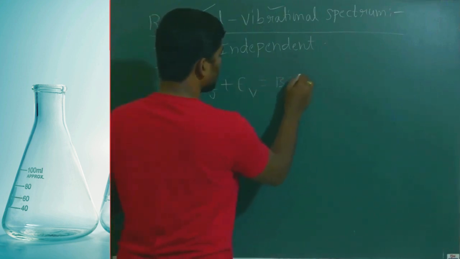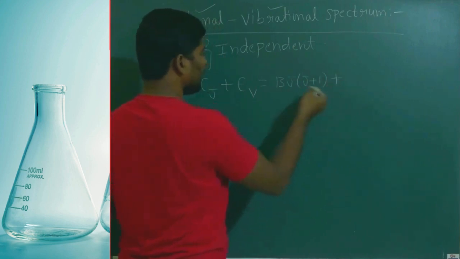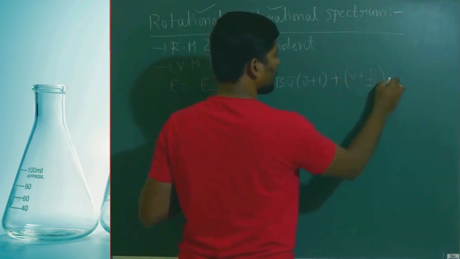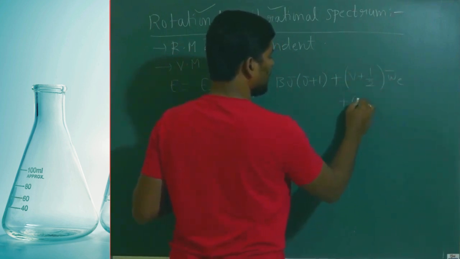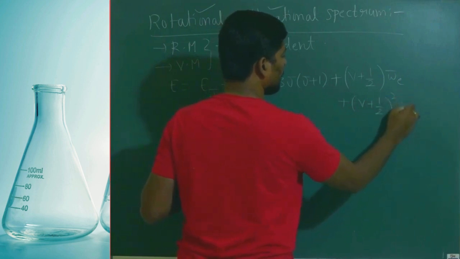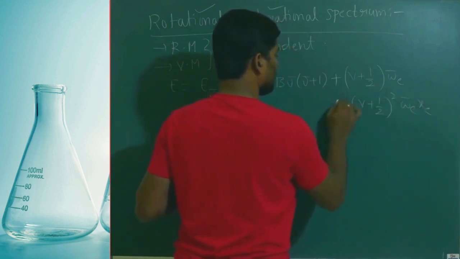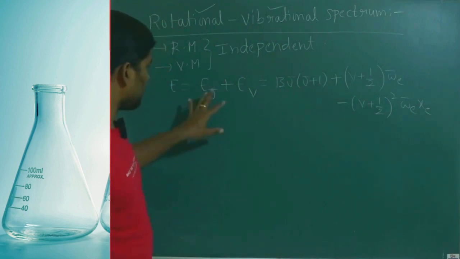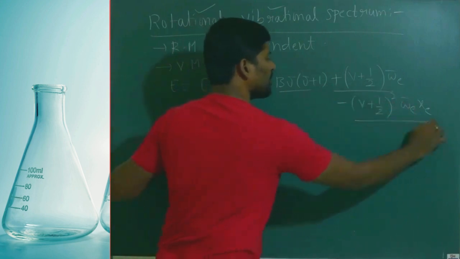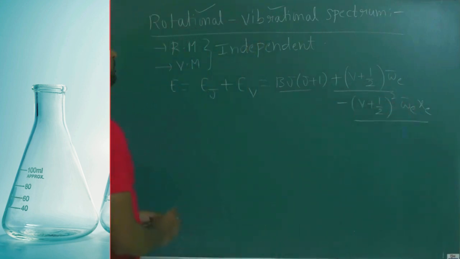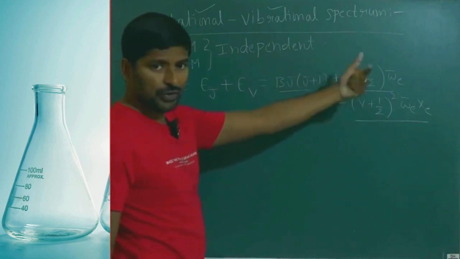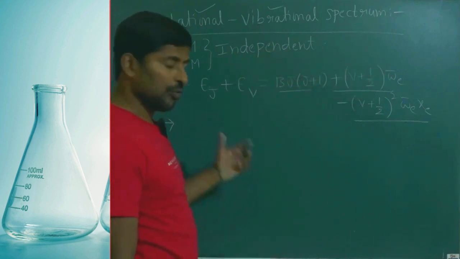For rotational energy, we have BJ into J plus 1. For vibrational energy, considering anharmonic nature, since real bonds follow anharmonic motions, it is V plus 1 by 2 into omega bar E minus V plus 1 by 2 whole square into omega bar E xe. This is the energy expression taking rotational and vibrational motion together. Now in this equation, if you substitute J values 0, 1, 2, 3 and so on, and V values 0, 1, 2, 3, we'll get various rotational and vibrational energy levels.